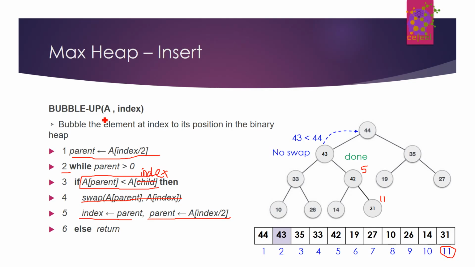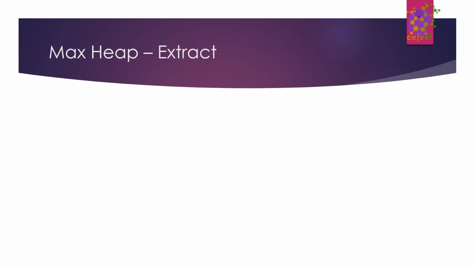So this is what is bubble up. Alright, then let's now go ahead and see the next operation, which is the extract operation. Now when we say extract, we essentially mean that we are removing the root element out of the existing heap or the existing max heap.